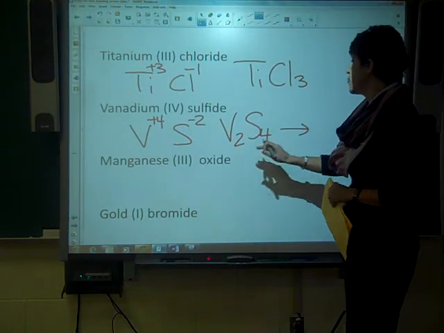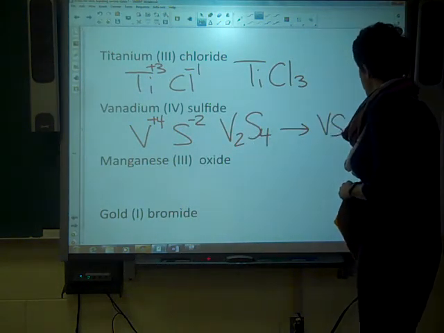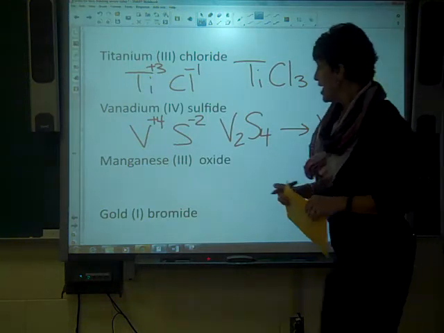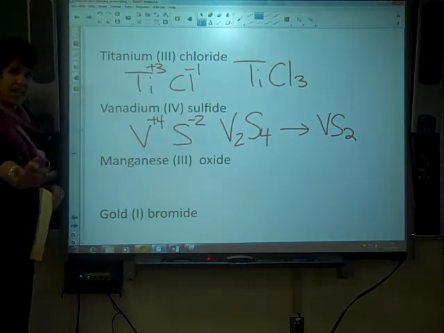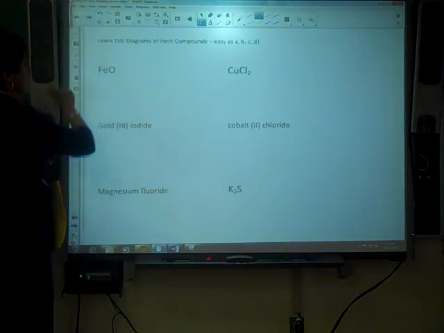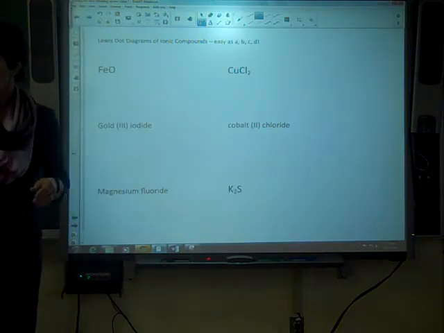So this I can reduce to VS2. The last two, manganese 3 oxide and gold 1 bromide, I want you to do for practice. All right, Lewis dot diagrams.